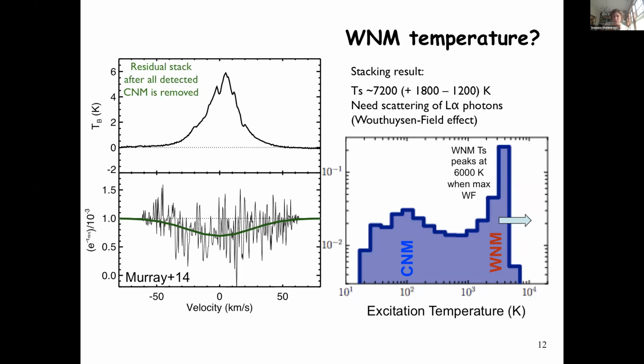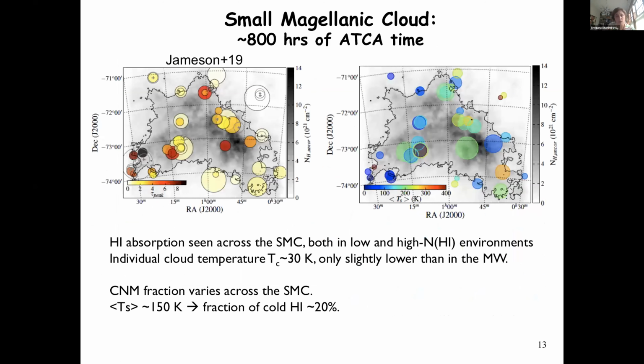Okay, so we're starting to do similar work in nearby galaxies. Here is an example of the Small Magellanic Cloud. And this was done with the Australia Telescope Compact Array before ASKAP, and it took about 800 hours of telescope time to look in the direction of 50 or so background sources behind the Small Magellanic Cloud, and then play essentially the same game to try to figure out the temperature.